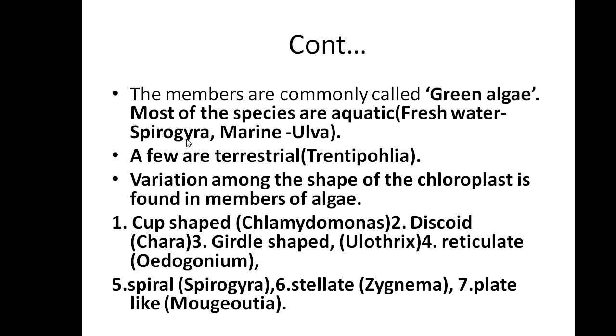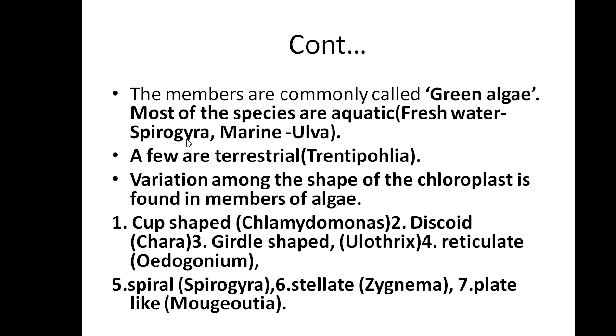In this Chlorophyceae family, most of the species are freshwater, example Spirogyra, and an example of marine is Ulva. A cup-shaped Chlorophyceae organism is Chlamydomonas. These are all the structures of the chloroplast. Based on the chloroplast shape, they are classified into 7 types. Cup-shaped is Chlamydomonas, discoid is Chara, girdle-shaped is Ulothrix, reticulate is Oedogonium, spiral is Spirogyra, stellate is Zygnema, and plate-like is Mougeotia.